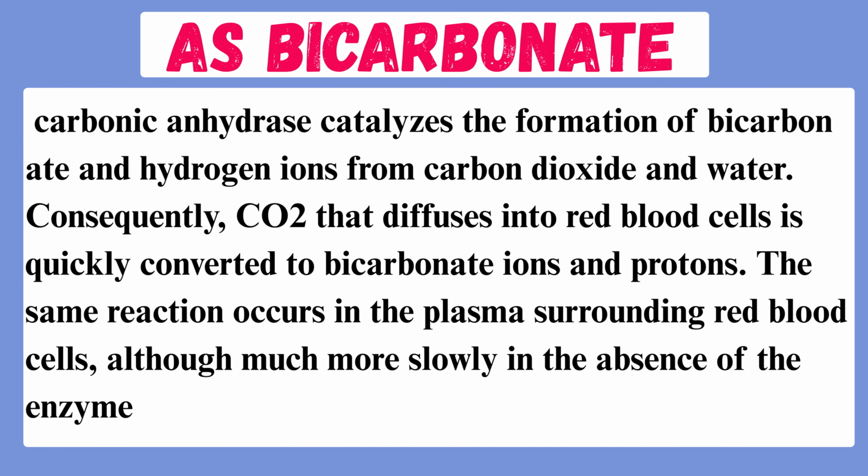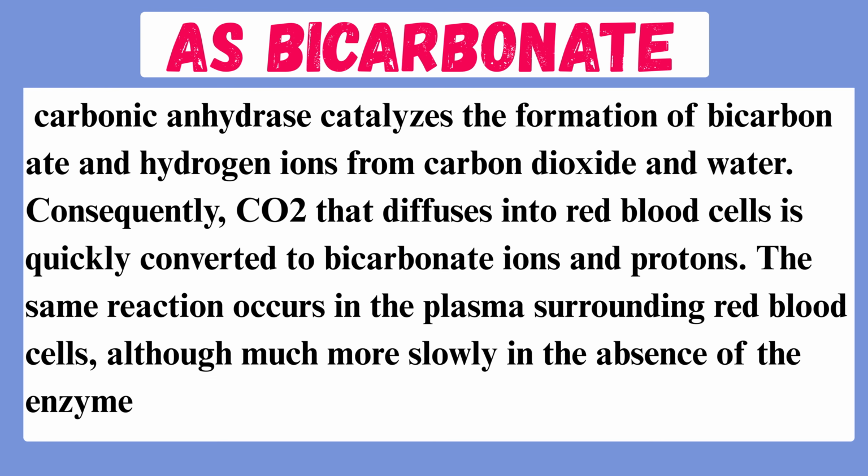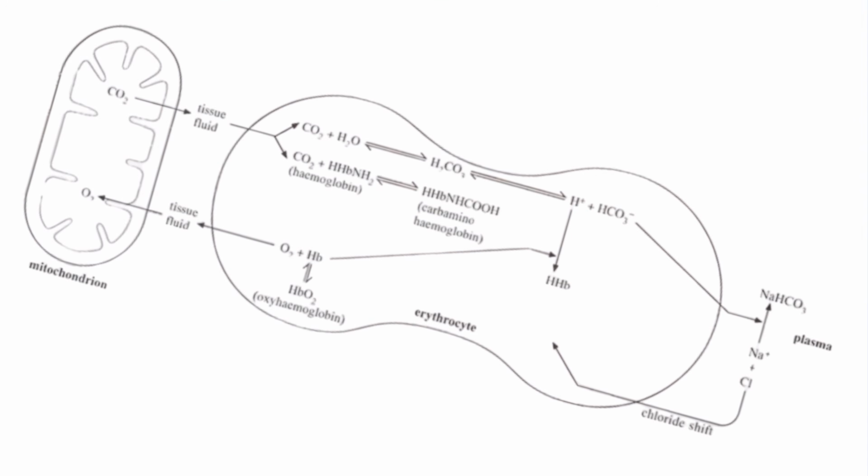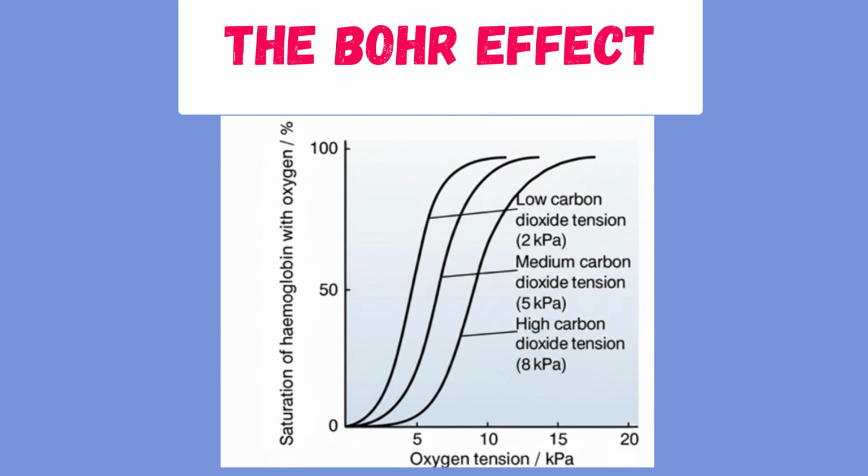Then as bicarbonate ions, the enzyme carbonic anhydrase catalyzes the combination of carbon dioxide and water to form carbonic acid that dissociates to form bicarbonate and hydrogen ions. The bicarbonate leaks out and combines with sodium to form sodium hydrogen carbonate, while the hydrogen ions combine with hemoglobin to form hemoglobinic acid, and those forms are transported back to the lungs. You can see the illustration showing what is happening at the tissue side and what is happening inside the red blood cell. And then you have heard of the Bohr effect.